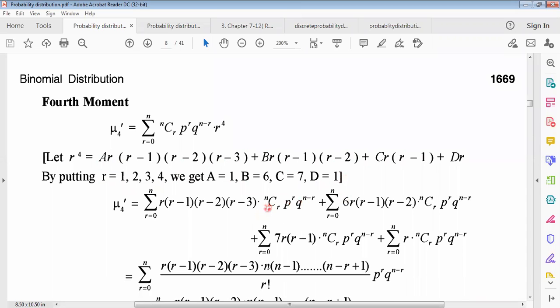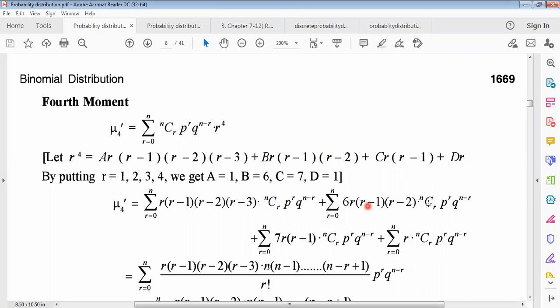So mu 4 dash can be written as first term into n C r p to the power r q to the power n minus r. Second term, b means 6 into this, the same, and third term c, c equals 7 into r into r minus 1 n C r p to the power r q to the power n minus r, and d r means summation r equals 0 to n, and r into n C r p to the power r q to the power n minus r. This is the same for each term, just we have divided it into 4 terms here.